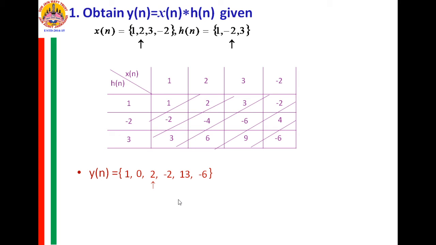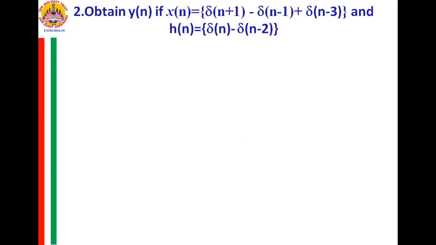Okay. Now consider this second example where x[n] is expressed in terms of shifted impulse functions, and h[n] is also expressed in terms of shifted impulses. You observe both of these are finite duration signals. So we can convolve these two in two ways, either by the tabular method or by using the properties of convolution, that is the linearity property and distributive property. Here we are going to concentrate on the tabular method. So we shall do it by tabular.